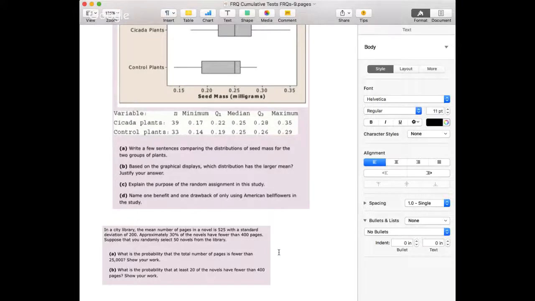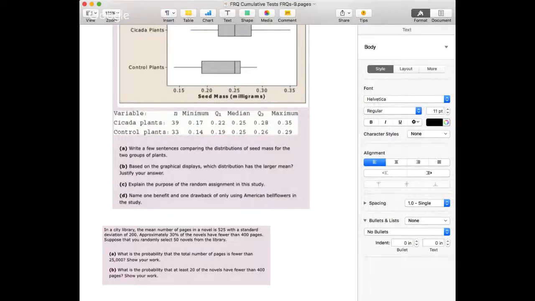It says, what is the probability that at least 20 of the novels have fewer than 400 pages? Is this a sample distribution or sampling distribution? How many samples did we take? One. So we just took one. So if they asked that, it would just be the distribution of one sample.